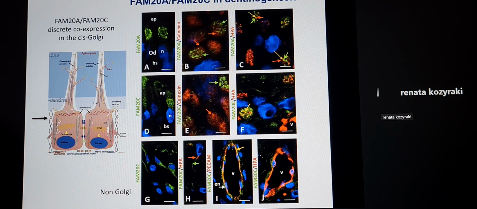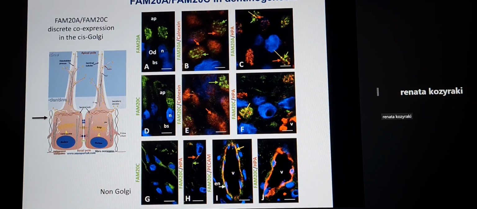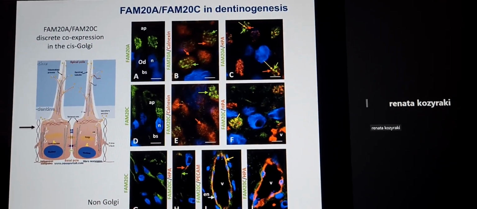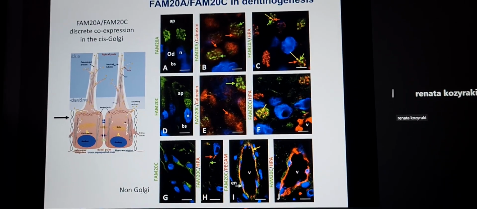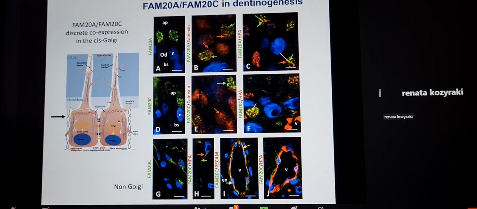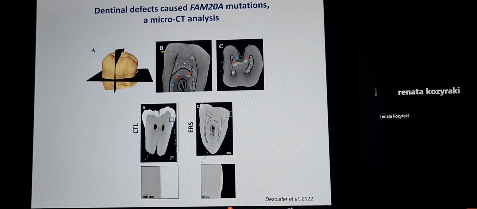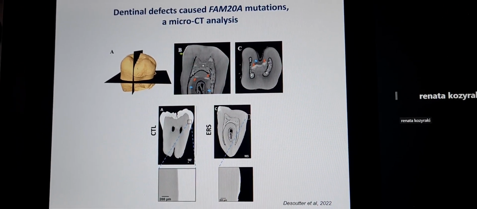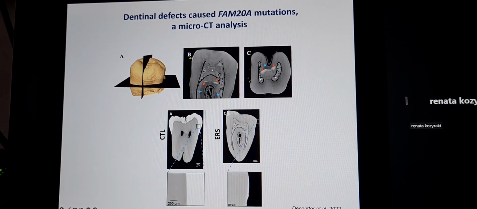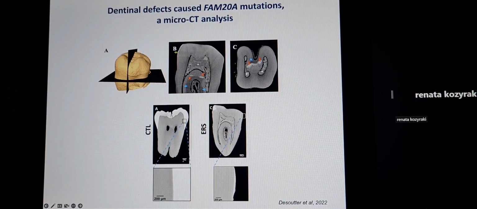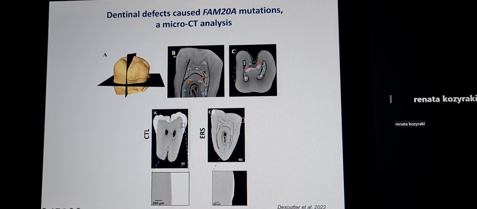So, theoretically, if, as Ariane told you, FAM20A is necessary to activate FAM20C, we could imagine that the FAM20A dysfunction in the enamel-renal patients could affect FAM20C function also, and maybe affect dentinogenesis. Indeed, in FAM20C patients, dentinogenesis is affected. As you can see here, in this micro-CT image of a deciduous molar of an enamel-renal patient, you can see areas of hypermineralized or hypomineralized dentin, suggesting that indeed dentin is not normally formed in these patients.